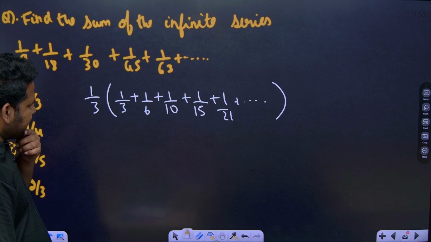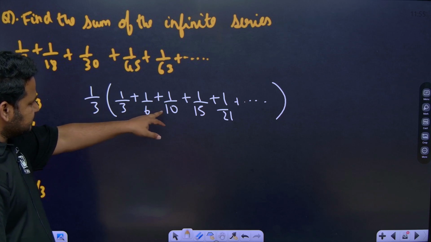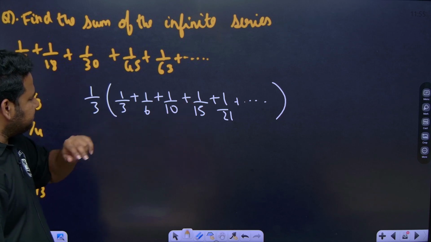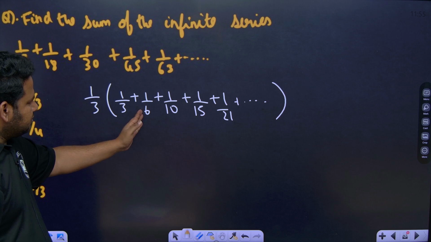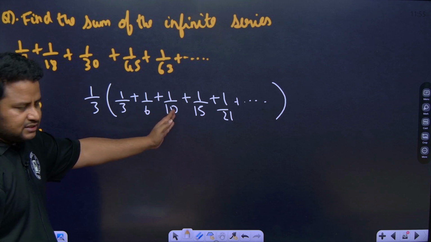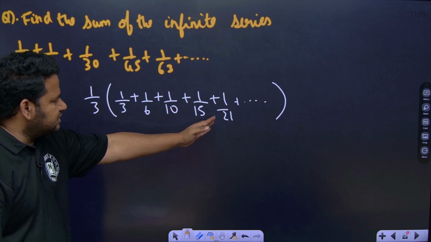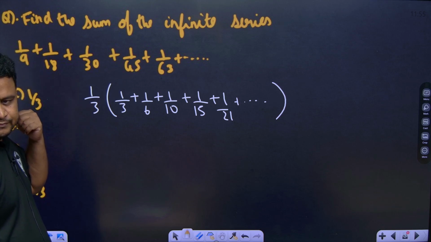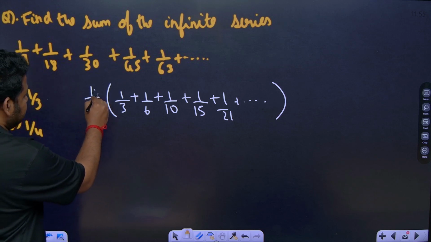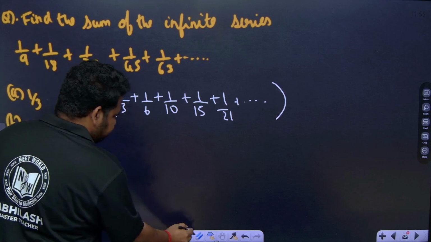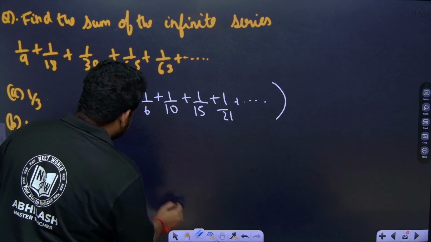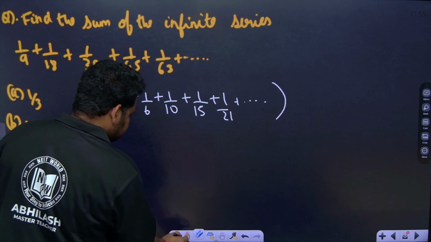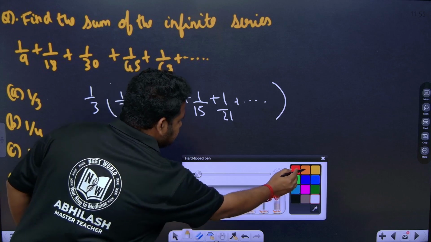Here I am not getting a simple pattern because 3, 6, 10, 15 follow some other pattern. The differences are 3, then 4, then 5, then 6. So what I will do is divide and multiply by 2. For this I will divide and multiply by 2, this into 2. Let me use some other color. I will divide and multiply by 2.